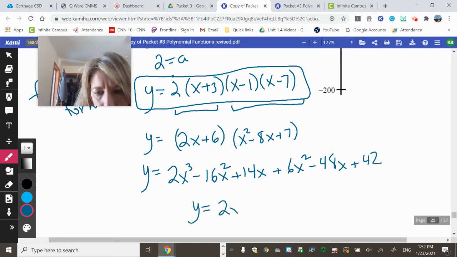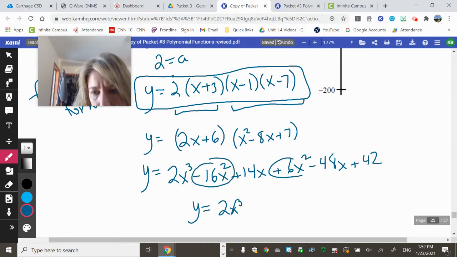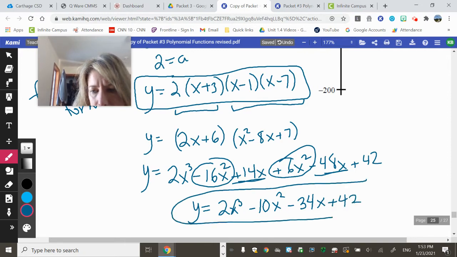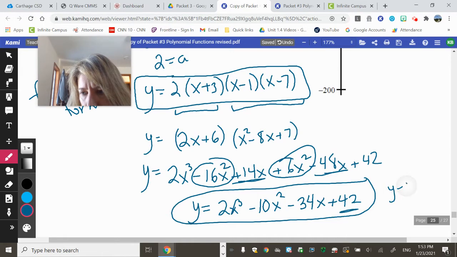So I get 2x cubed, and then negative 16x squared and a positive 6x squared will give me a negative 10x squared. Then I have a positive 14 and a negative 48, which gives me negative 34x, and then plus 42. So this is my answer in standard form. And actually, with standard form, I have another point I can plot because I know my y-intercept now is 0, 42.